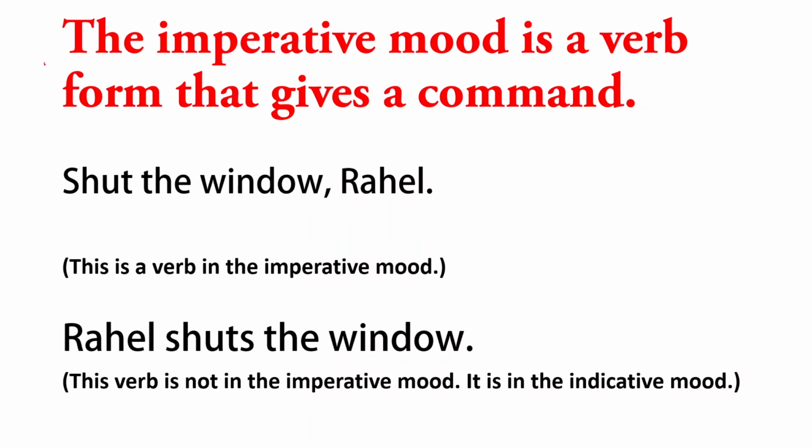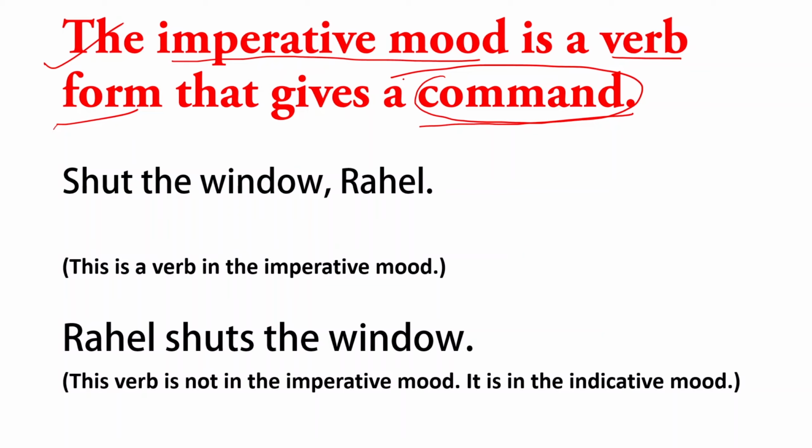Look here. The imperative mode is a verb form that gives a command. So imperative mode is nothing but a verb form and it is used for commanding. A simple way to understand an imperative mode is a verb form that we use to give commands, orders, suggestions, instructions, etc.